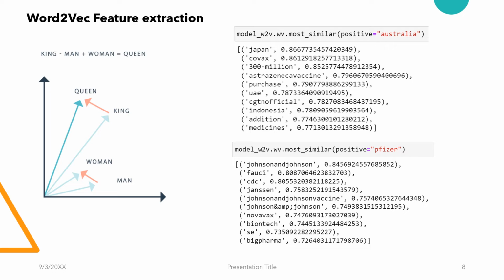Example 2, the word Pfizer is similar to the words Johnson & Johnson and Fauci. Although Fauci is a person, he must appear quite often together with the word Pfizer. That's why word embedding will think Fauci is related to Pfizer.